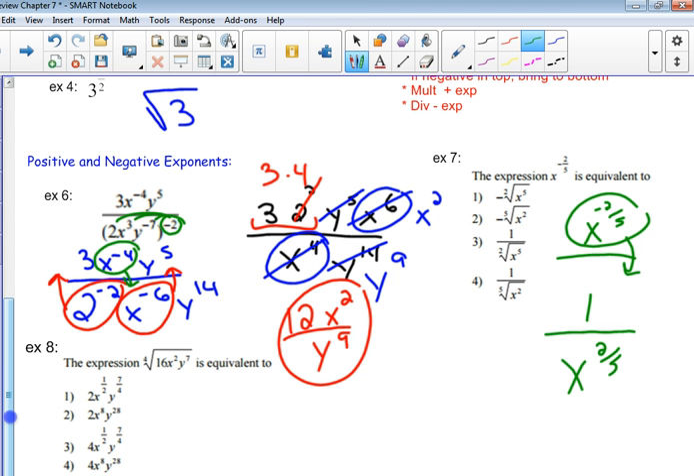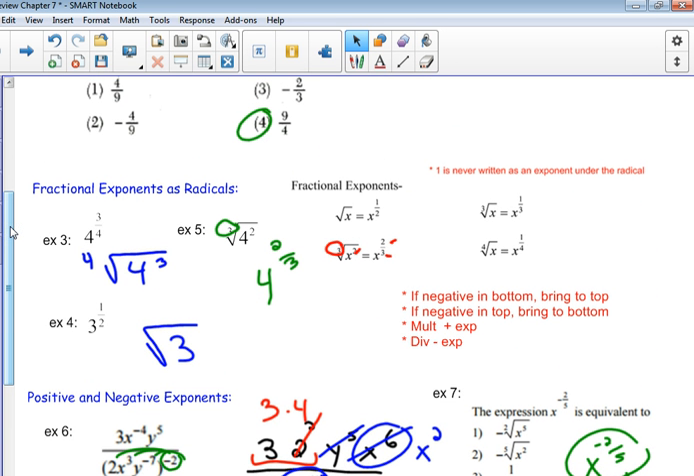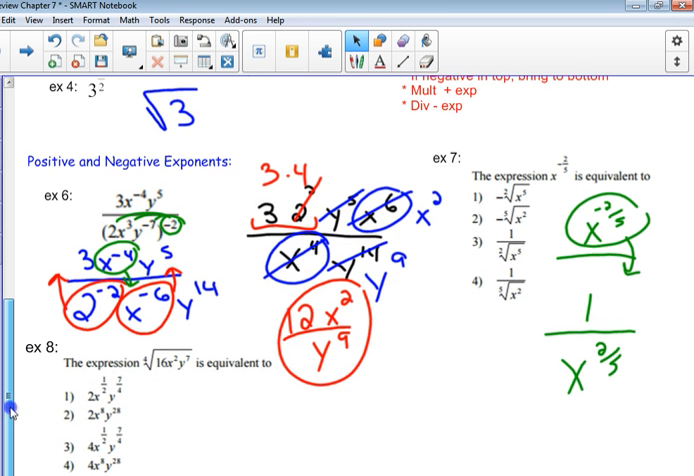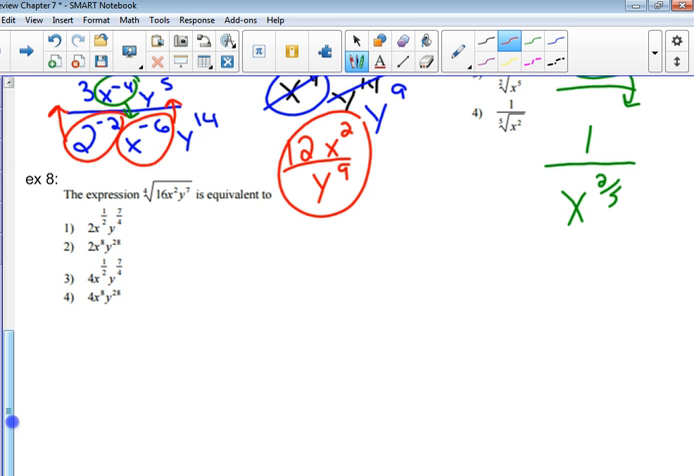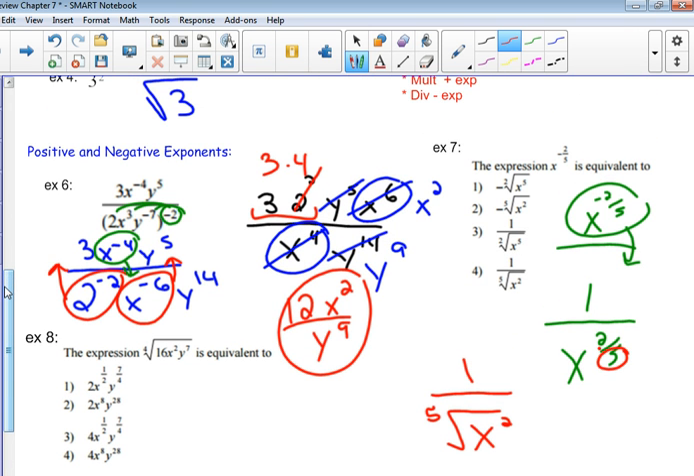Now, this is not an option. So what we have to go back and think about is how do we rewrite a fractional exponent as a radical? Good job. Very nice. So, would you say the denominator goes to the outside? The 2 goes as the exponent. Very nice. Because you have to bring it to the bottom because the radical is over.